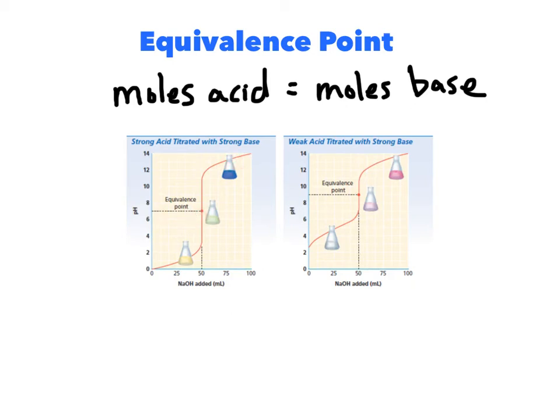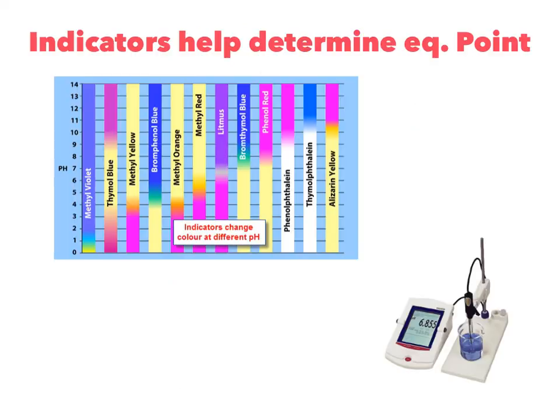At this point right here, when we added 50 milliliters of the strong base, then the moles of acid were equal to the moles of base, and we get this big jump. This happened to be at a pH of 7 because it's a strong acid being titrated with a strong base. When you do a weak acid with a strong base, the pH is going to be higher. Even though there is still an equivalence point, the pH ends up being higher. And if you were doing a weak base with a strong acid, the pH would end up being lower. But we're looking for that equivalence point where the moles of acid equal the moles of base.